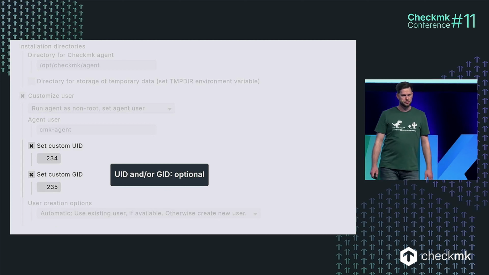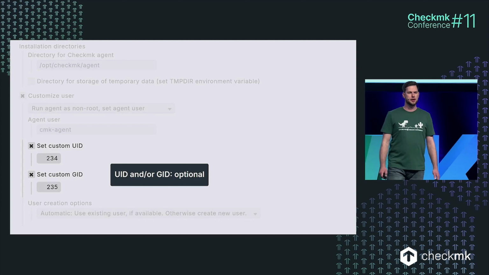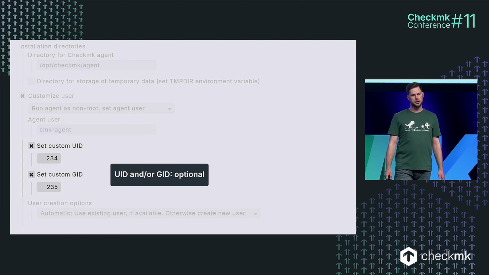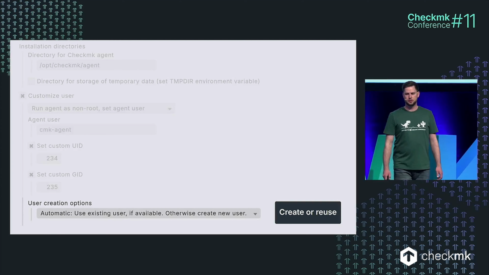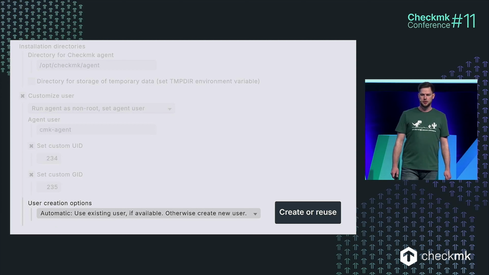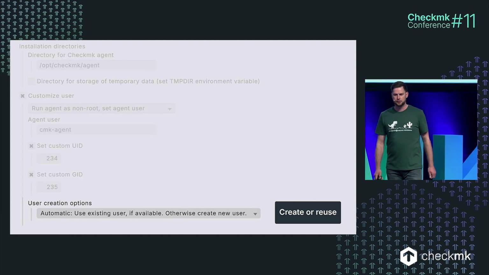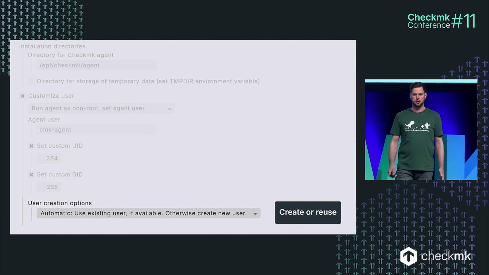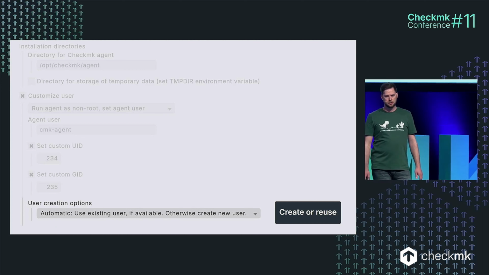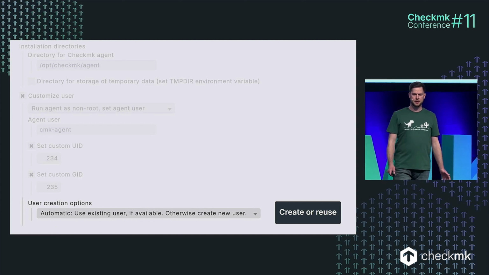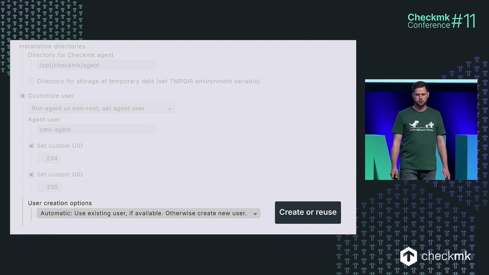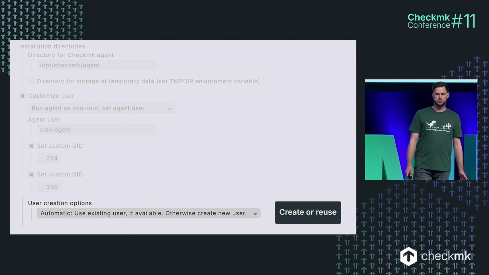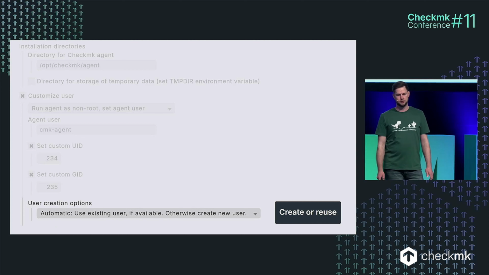But there are more options for the user. You can also optionally set a custom user ID and/or group ID. And choose a strategy for the user creation on the monitored host. With automatic, the agent installation scripts will create your user if it's not there, or reuse an existing one. The optional UID, GID setting will be taken into account. If this fails for some reason, the agent installation will skip to set the non-root permissions, but continue, so you can at least repair the situation with an agent update.